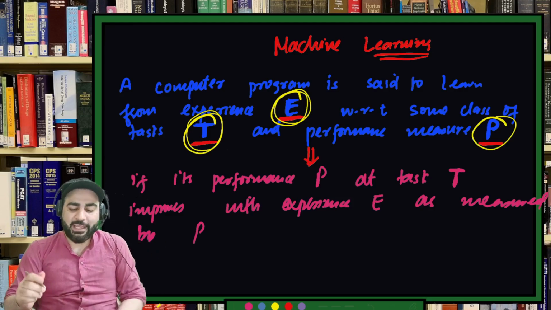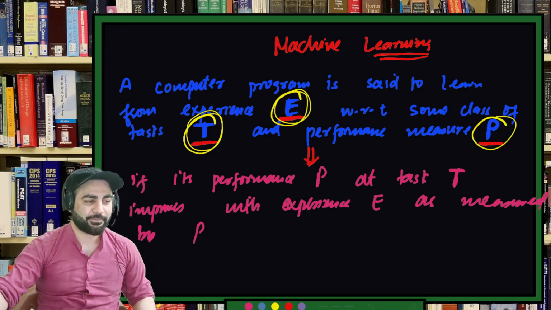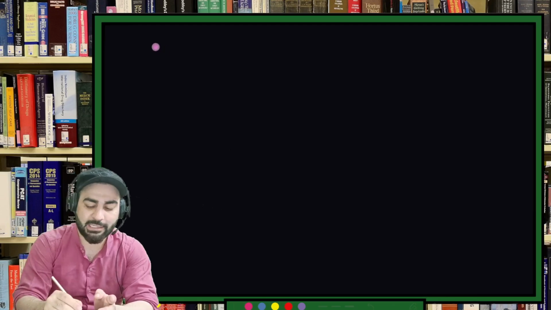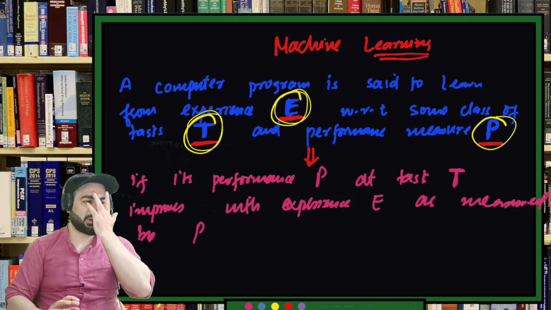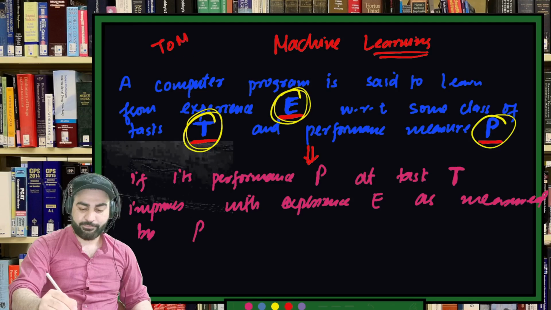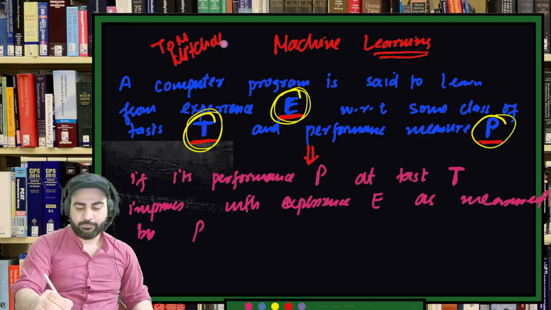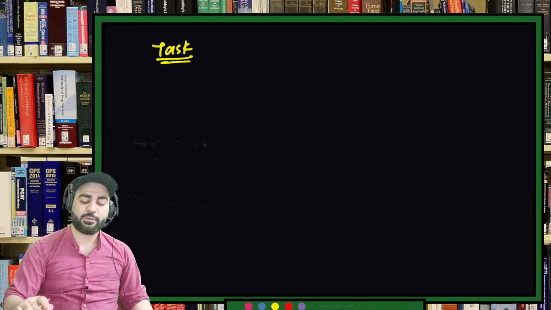Now we'll take each of these terms one by one. First, we'll see what a task is. What is a task? This is the definition of learning, and it is given by Tom Mitchell. Tom Mitchell gave this definition. So now we are dissecting this definition. First we'll see what a task is.